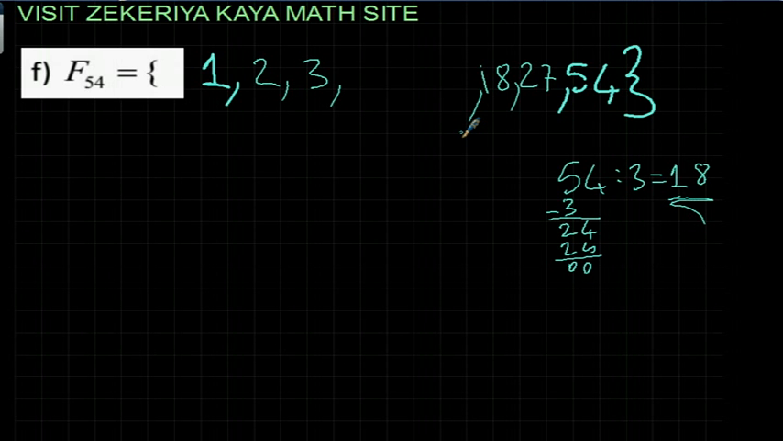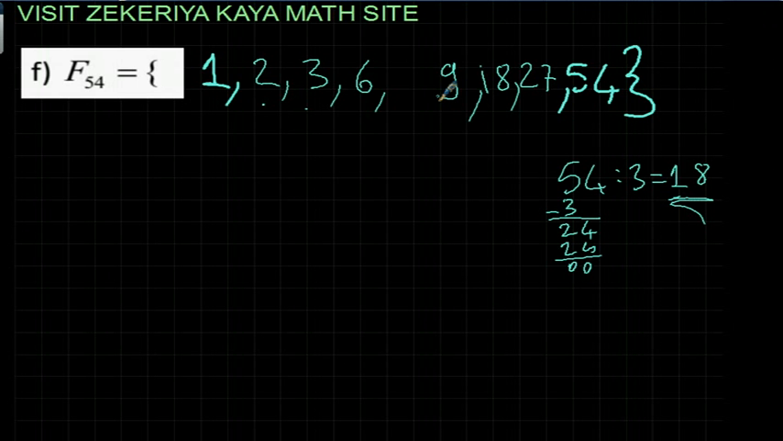Now 54 by 6. What is the rule of 6? If you can make it with 2 and with 3, that means you can make it with 6 also. So 6 times which number makes 54? 6 times 9. So after 6, we must check 7. 7 times 8? 56. No, we cannot make it.